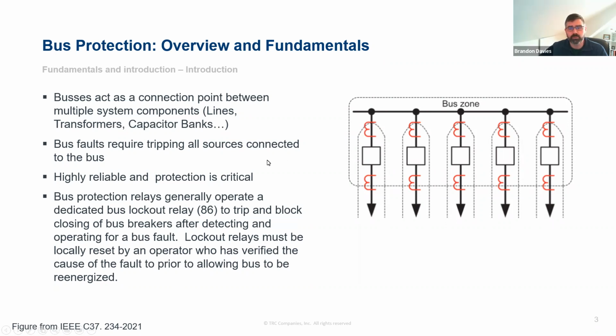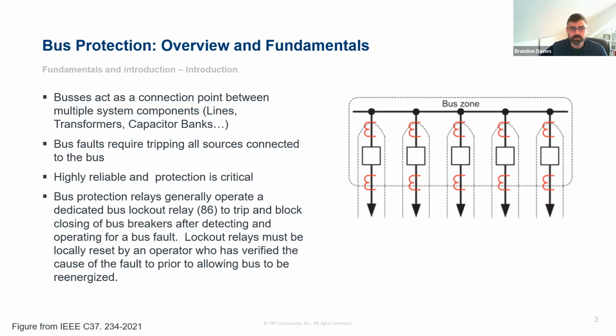For bus faults, if you have a fault on a line, you'd typically be tripping the breakers at both ends of the line. Each line terminal has a breaker, and that's how you'd isolate the fault. With bus protection, you've got to trip every single source off the bus, because you've got to isolate any potential source of fault current to the bus zone.